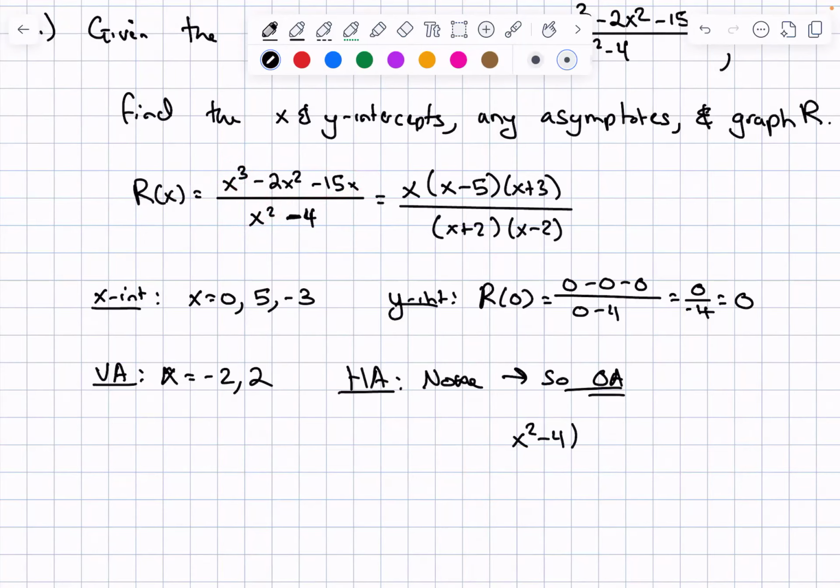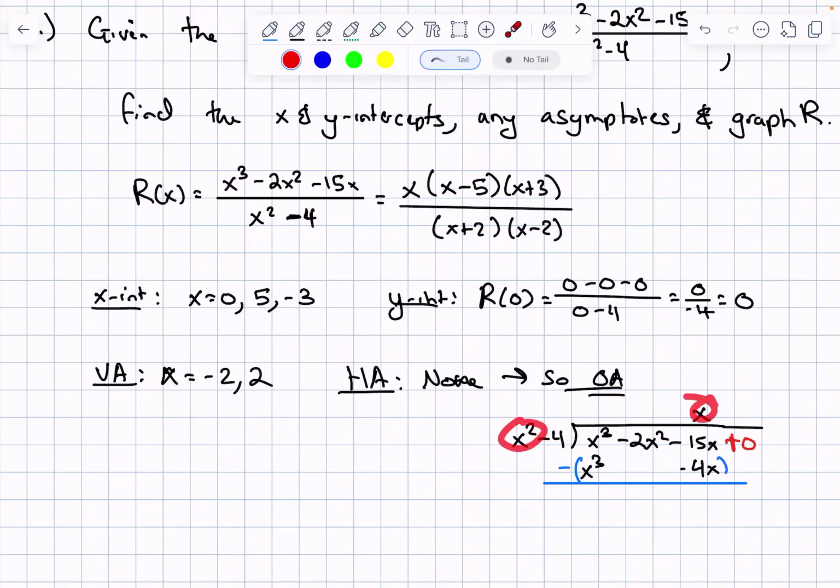Now, this time, unlike the one we saw in class, this denominator is not of the form x minus c. So we can't do synthetic, we have to do long division. So x cubed minus 2x squared minus 15x plus 0, because we need to have a constant term placeholder. And then we ask ourselves, how many times does x squared go into x cubed? It goes into it x times. Then we get x cubed minus 4x. And we subtract that, right?